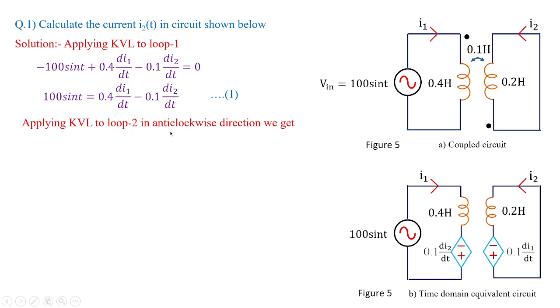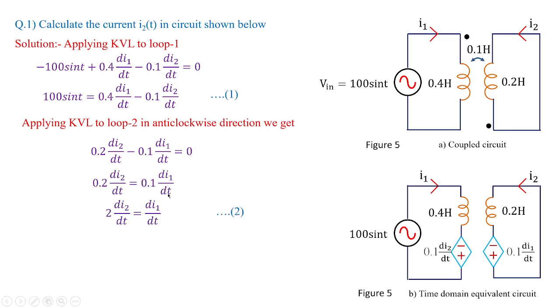Applying KVL to loop 2 in the anti-clockwise direction. Here I am taking this one as the secondary circuit, and this is the second loop. Applying KVL in the anti-clockwise direction, I'm going to get 0.2 di2/dt, that is the self-inductance value, minus 0.1 di1/dt equal to 0. Since we don't have any voltage source over here, we can easily replace it by 0. In fact, 0.2 di2/dt equal to 0.1 di1/dt. In fact, di1/dt equal to 2 times di2/dt. This I'm treating as equation 2.